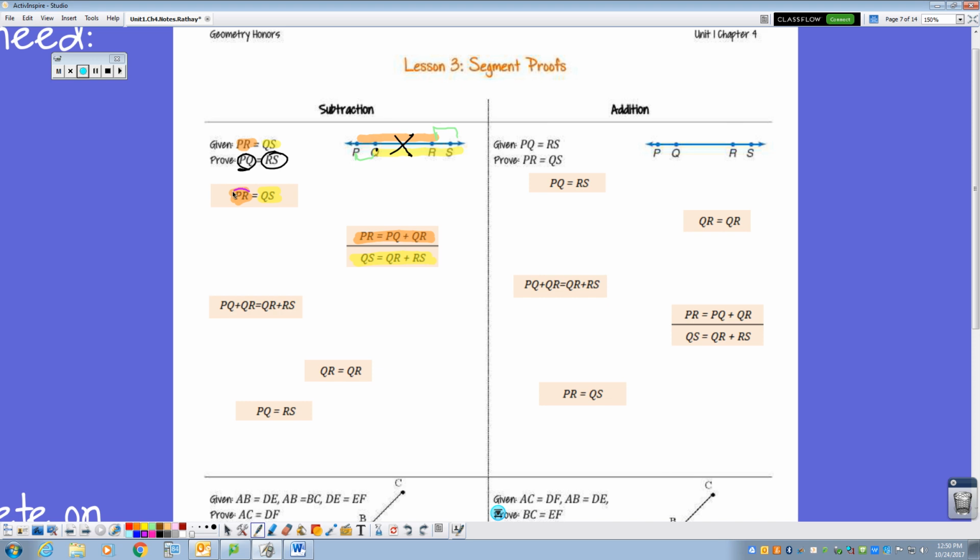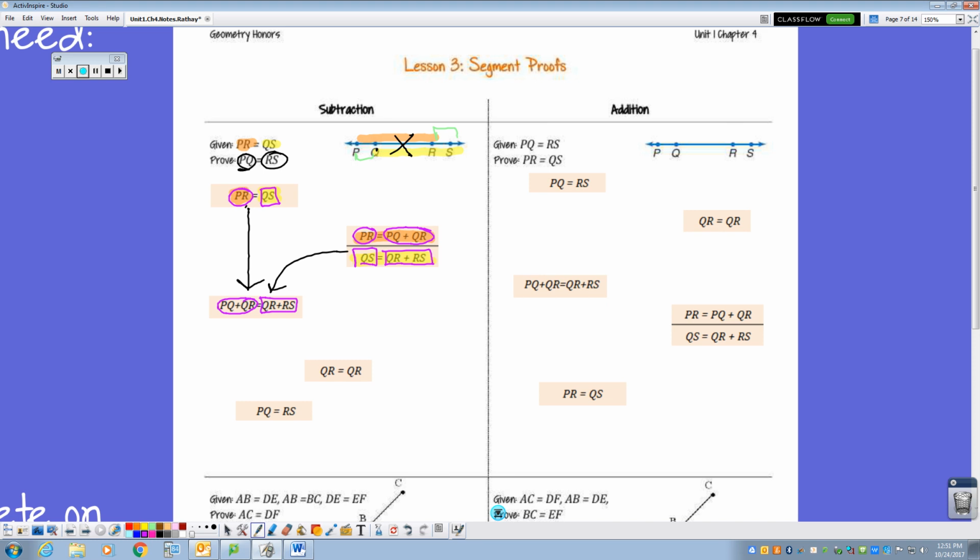So PR is right here, and this too is actually PR. QS is here, but it's also equivalent to what's inside of this box. All of the circles are the same, and all of the boxes are the same. And so that's how I was allowed to replace what was in the circle with this equivalent expression, and what was in the rectangle with the equivalent expression in the rectangle. And so my reason to support that is substitution.